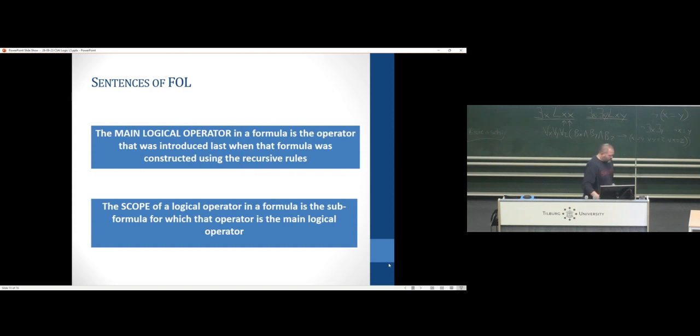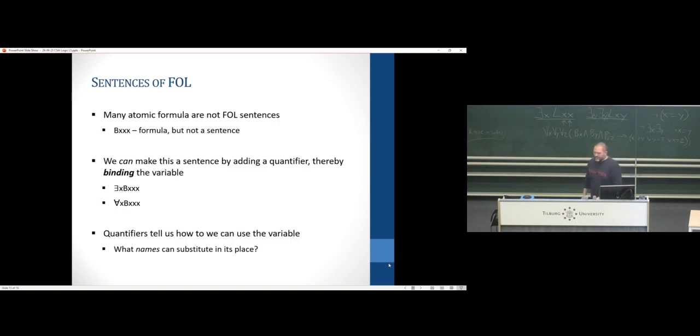So, we can then talk about the main logical operators and the scope of various operators in a formula. The main logical operator of a formula is the operator introduced last when it was constructed according to the rules. Again, just like what we did with TFL. And the same thing with scope. Scope is going to be the formula that it's the main logical operator of. So these are just like they were before. So we have a rule now to build formulas, that was the 9-clause definition.